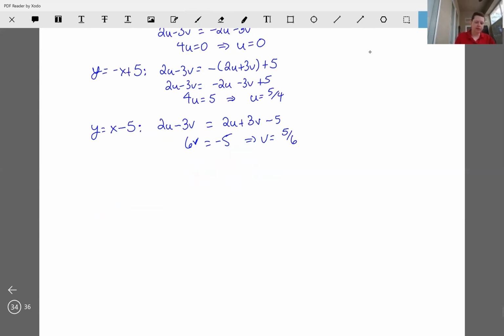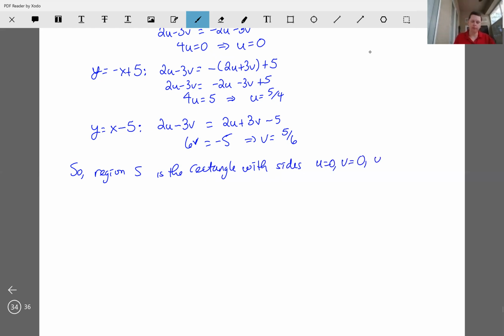Awesome. So that tells us that the region S is the rectangle with sides u equals 0, v equals 0, u equals 5/4, v equals 5/6. And then the ranges of u and v are going to be: u is between 0 and 5/4, and v is between 0 and 5/6. Excellent.